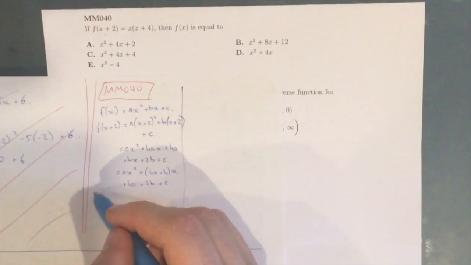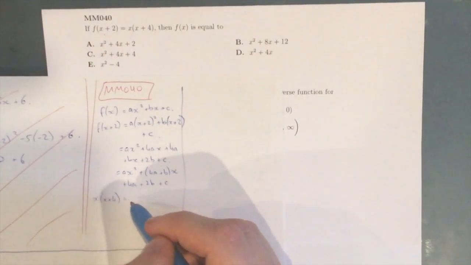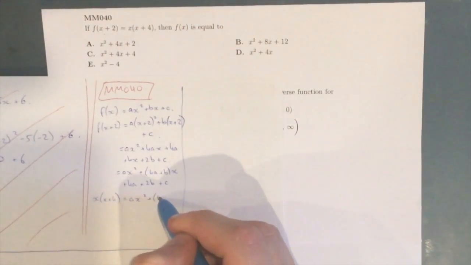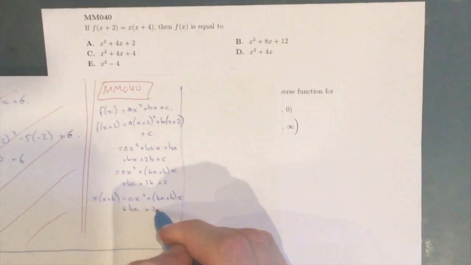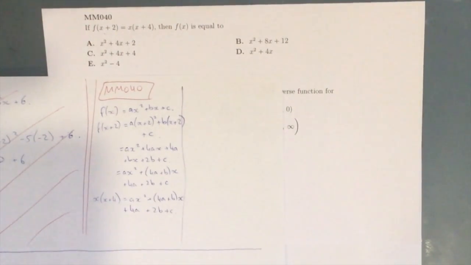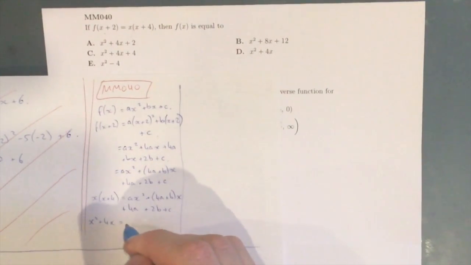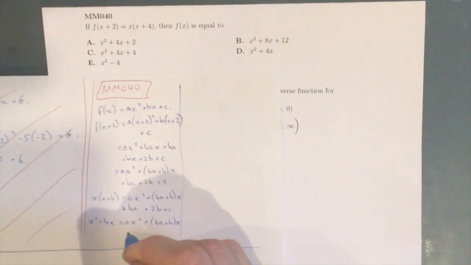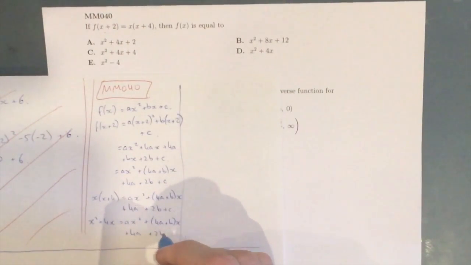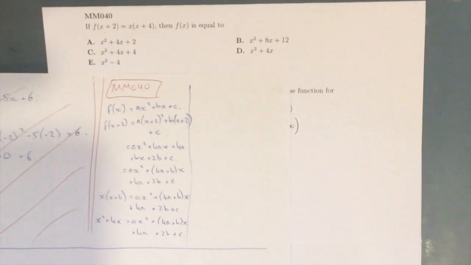Because we know that f of x plus 2 equals x times x plus 4, that's equal to ax squared plus 4a plus bx plus 4a plus 2b plus c. Now if we expand this out, we get x squared plus 4x equals ax squared plus 4a plus bx plus 4a plus 2b plus c. Now this looks very complex right now, but it's actually quite easy.